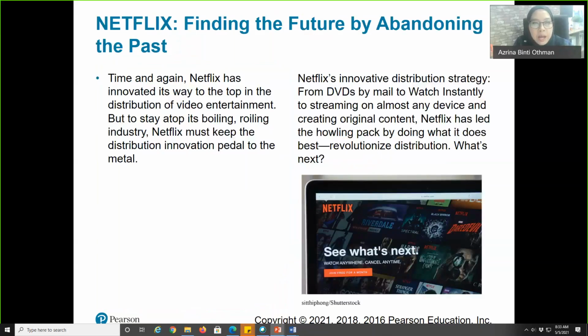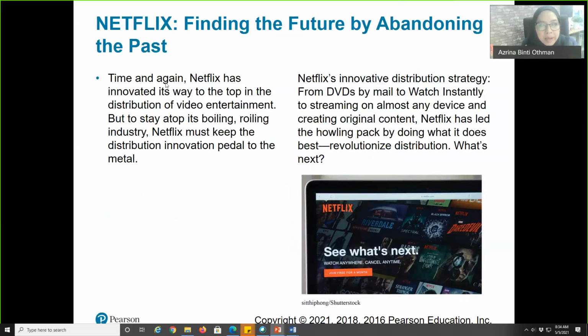So, the next slide, you will see the case study on Netflix, how Netflix finds their ways by embedding the path from their distribution strategy. It's stated here when we read it through in this slide.